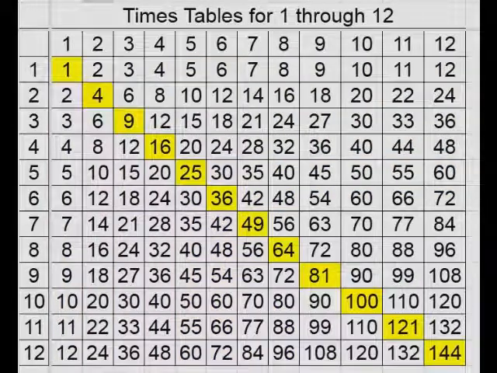Now, the last thing to look at when we do our times table is the diagonal numbers. 1 times 1, 2 times 2, 4 times 4, 6 times 6, a number times itself. This is commonly called the square of a number when we square a number. So if we said 10 squared, we're talking about 100. If we said 11 squared, we're talking about 121.